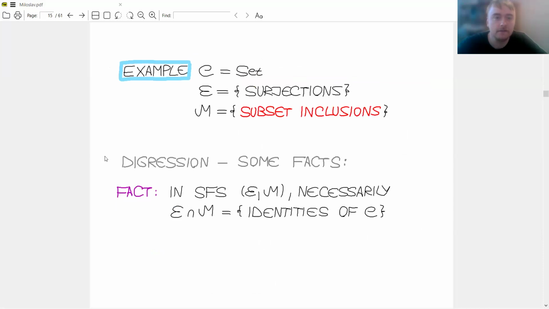Another example is you can take sets and functions, and you take the first class to be surjections and the other class to be subset inclusions.